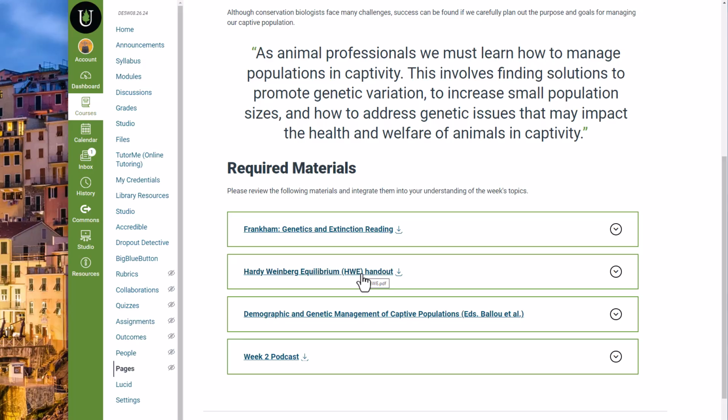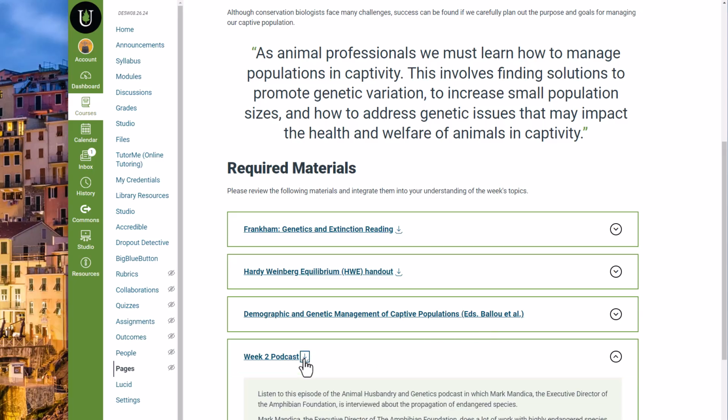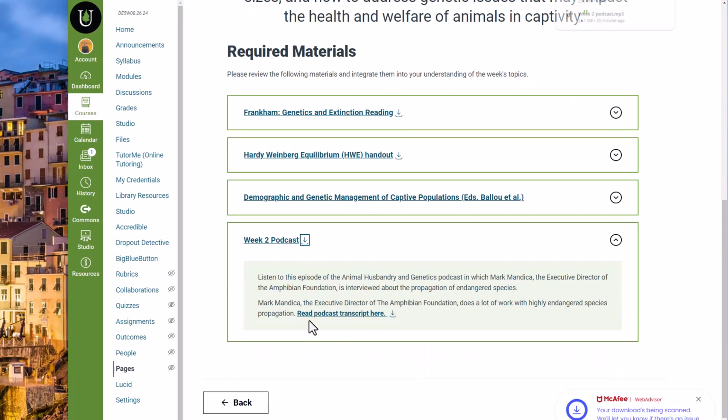So if you're not clear about Hardy-Weinberg and some of the assumptions and how that model is used to model populations, you'll want to take a look at this handout. There are also some sections from the Ballou chapters that talk about managing populations and preserving both demographic and genetic diversity. In addition, you have a podcast. If you do the drop down here on the podcast, you can read the transcript.